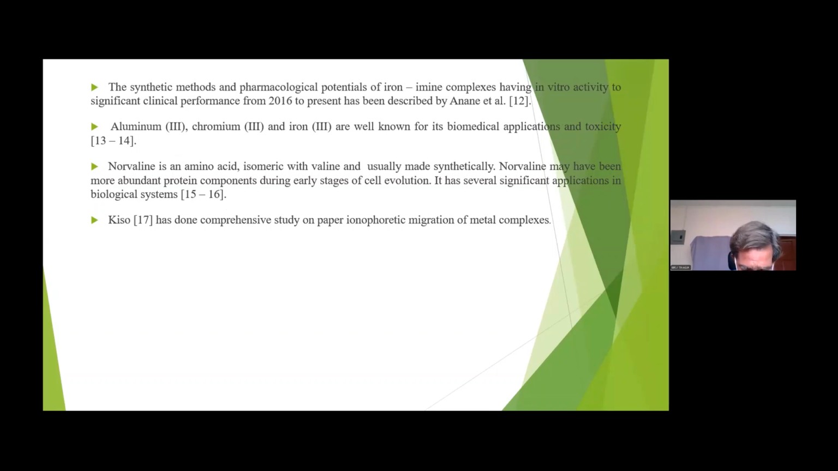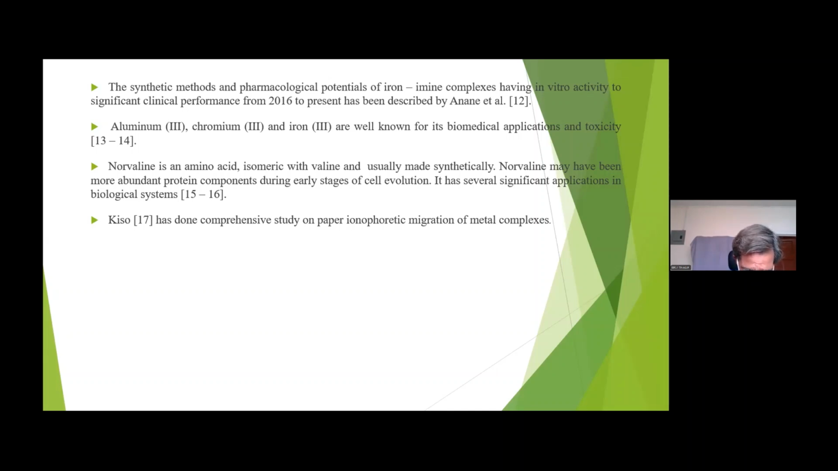Synthetic methods and pharmacological potential of iron complexes having in vitro activity with significant clinical performance from 2016 to present have been described by An et al., reference number 12. Aluminum(III), chromium(III), and iron(III) are well known for their biomedical application and toxicity, reference numbers 13 and 14.